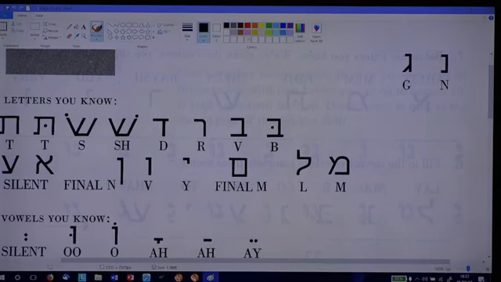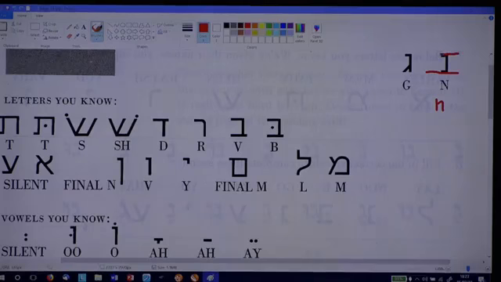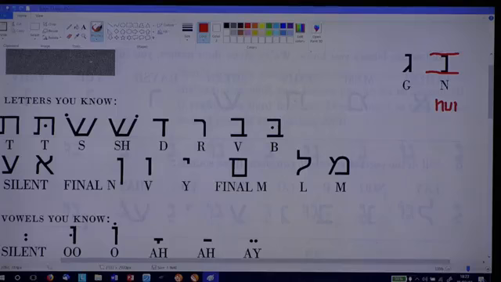This one is called a nun. Remember our nun sofit? Well, this is the way it's supposed to be drawn if it's just nun. Nun. And nun is an N. That's pronounced nun. Are we going too fast? Nun.